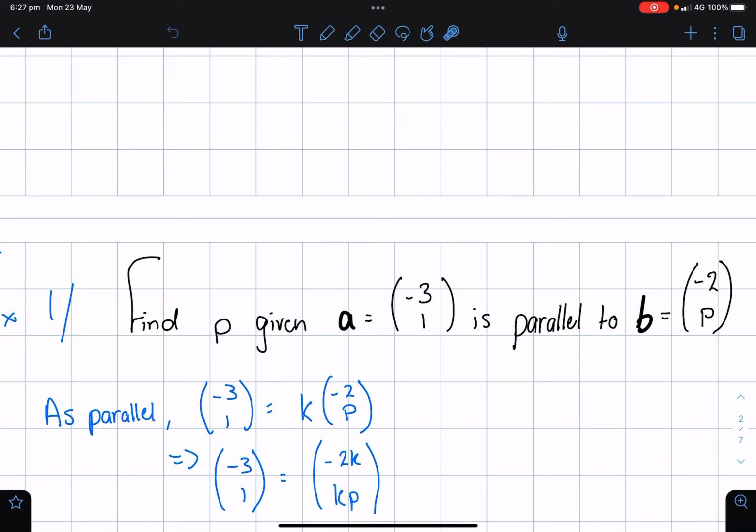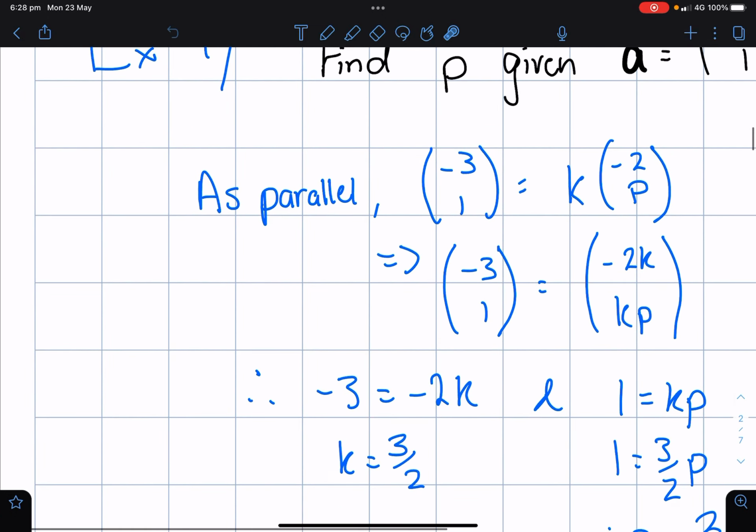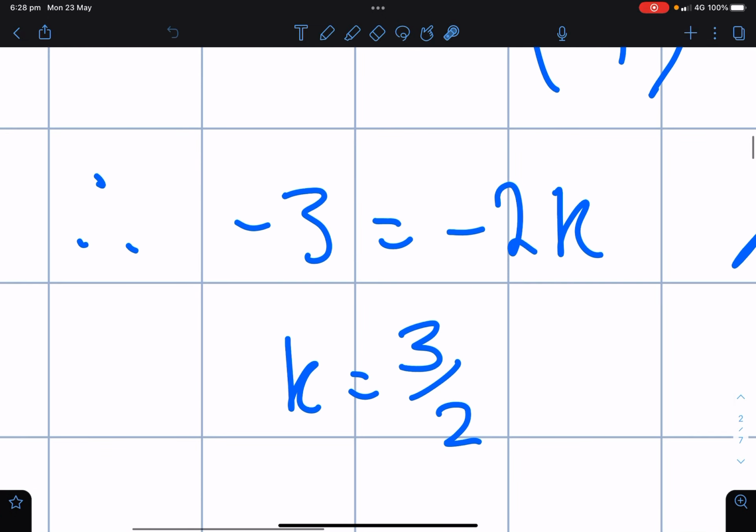All right. To make this equation true, the vertical components have to be the same and the horizontal components have to be the same. So I'm going to have two equations here. I'm going to look at the horizontal first. So -3 equals -2K. Divide both sides by -2, sorry. So K equals +3 divided by 2. All right, cool. We have K.